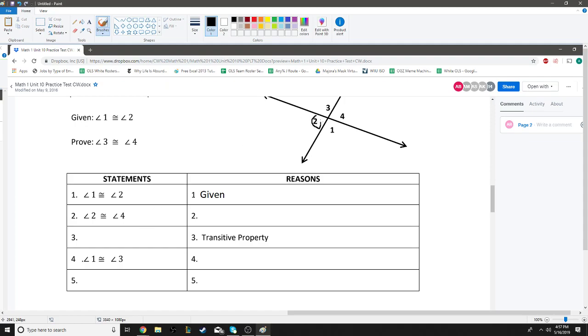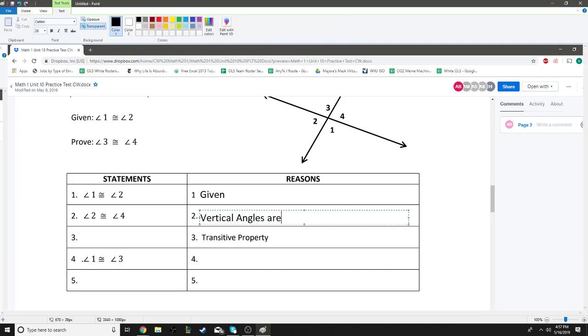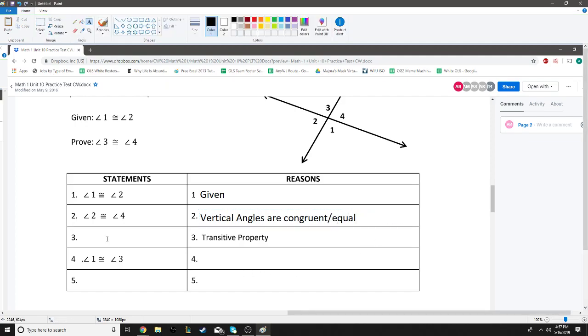Our next part, angle 2 and angle 4. There's angle 2 and there's angle 4. Those two are equal because they're vertical angles. So you just write vertical angles. Vertical angles are congruent. You could also say equal. Both are okay. For number 3, we need to follow the transitive property. It says if 1 is equal to 2 and 2 is equal to 4, therefore angle 1 is equal to angle 4 by the transitive property, or they're congruent.